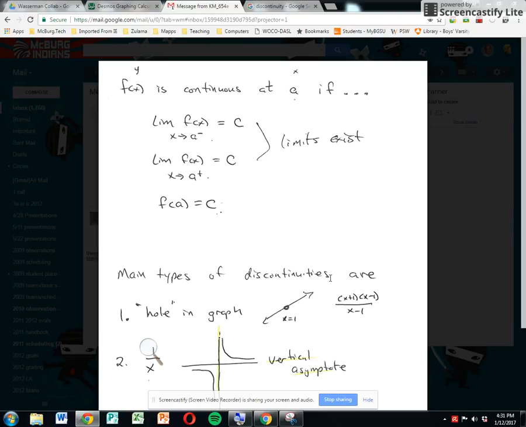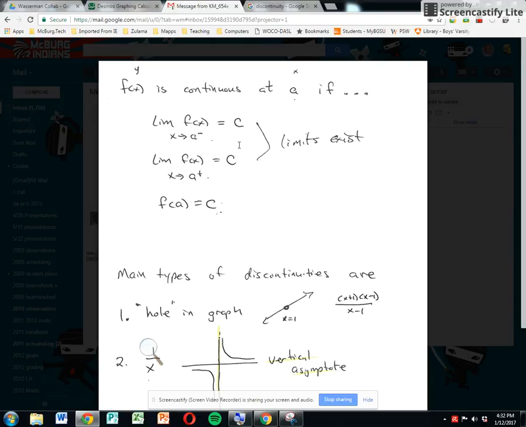Okay, we're going to try one on continuity here, and we're going to talk a little bit about limits at infinity. So first of all, let's talk about continuity. We've talked a little bit about left-hand limits, which as x approaches a from the negative side, this would be a left-hand limit, and right-hand limits, as x approaches a from the right-hand side, this would be a right-hand limit.